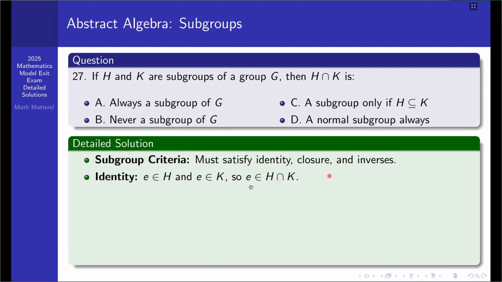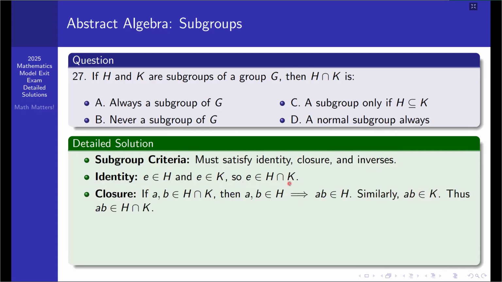The next one is identity. If e is an identity element that is in H and is also an element of K, then e must be within the intersection H intersection K. Next is closure. If a and b are elements of H intersection K, then from the definition of intersection, both a and b must be elements of H, so that ab is an element of H. Similarly, ab is also in K. So ab is in H and K, that is, H intersection K.